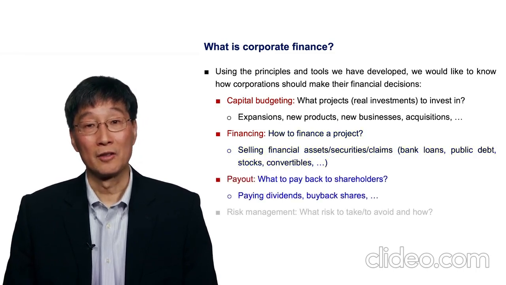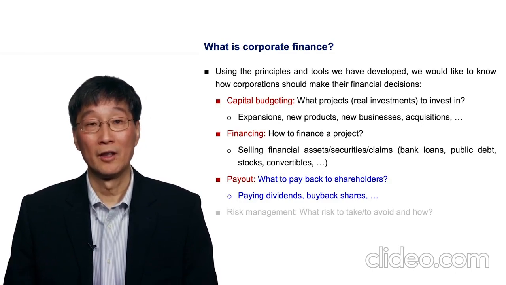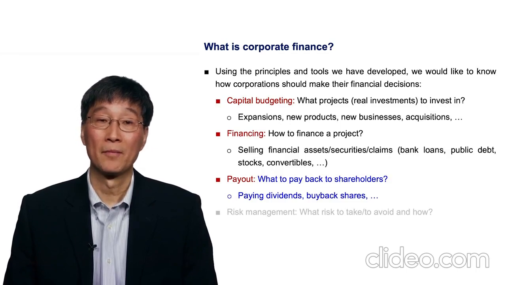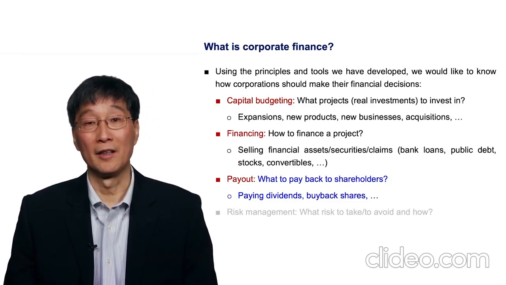The second financial decision is payout, that is, what to pay to the firm's shareholders. This includes when and how much the firm pays its dividends or buys back its shares. Since payout is primarily about servicing the stockholders, it can also be viewed as part of financing.